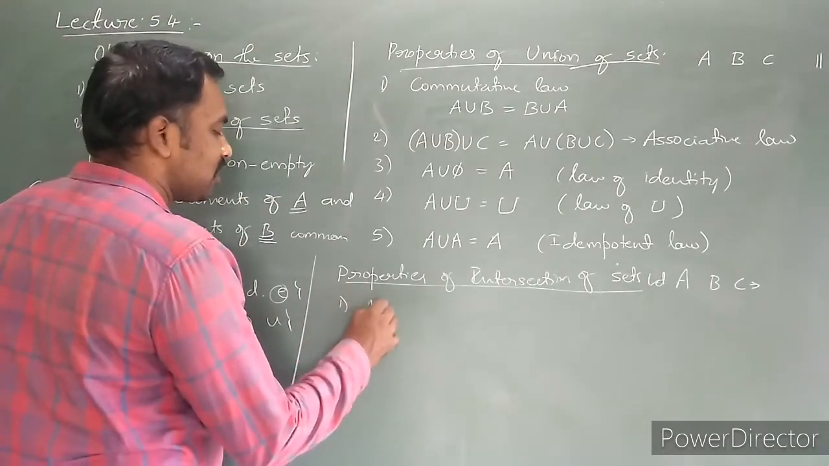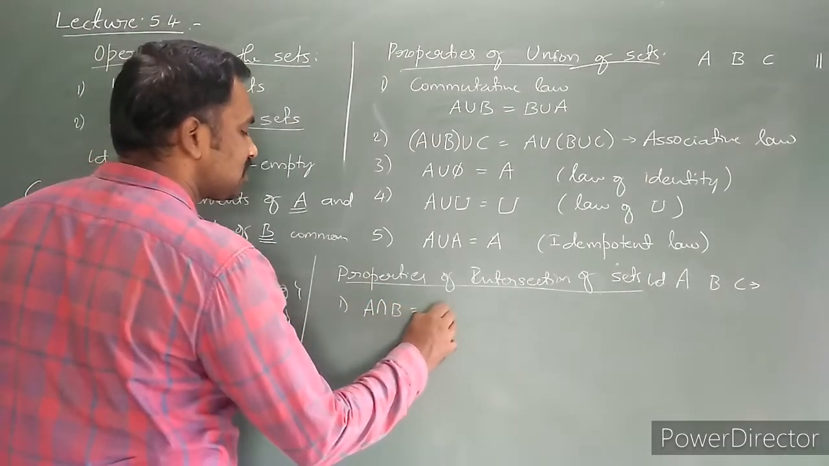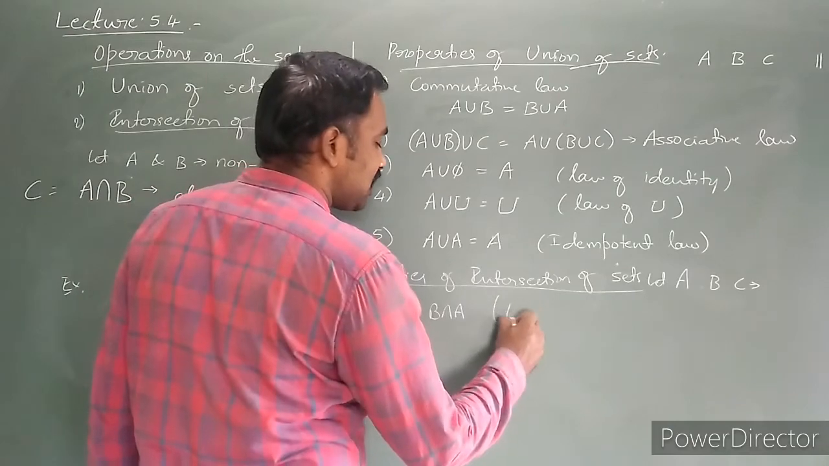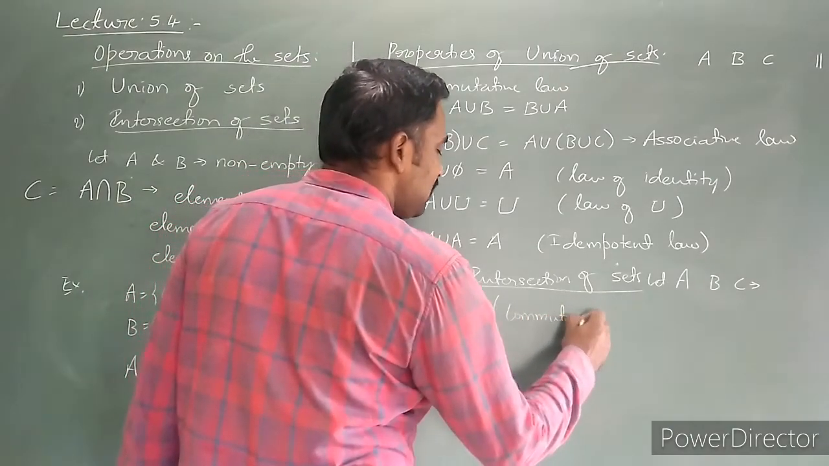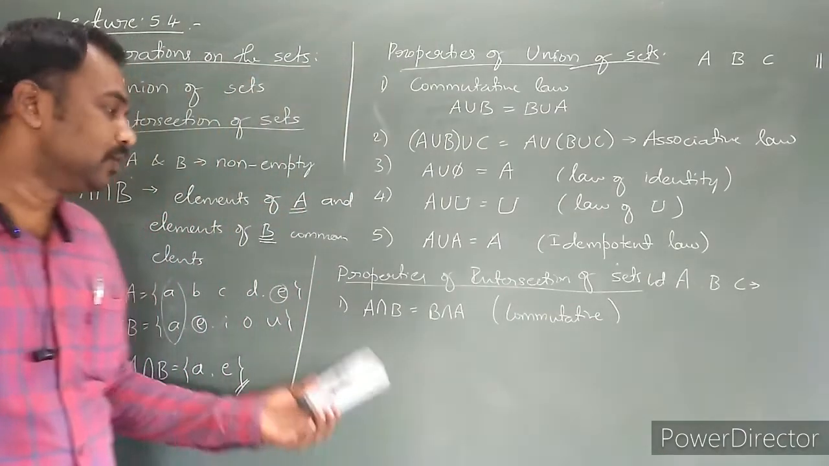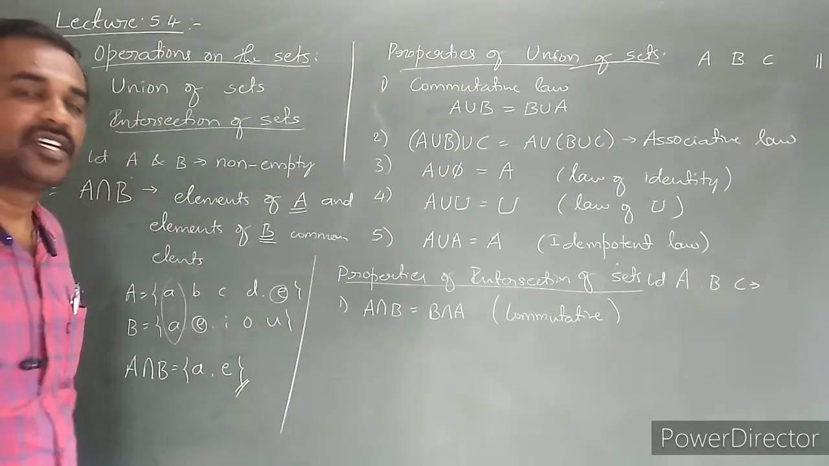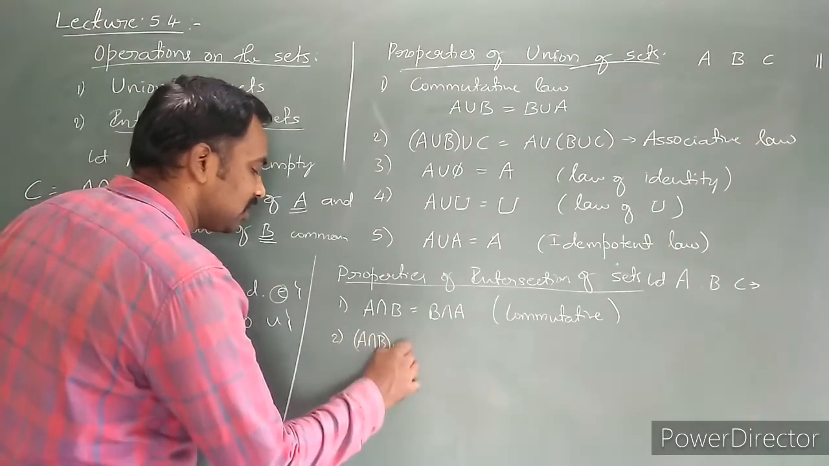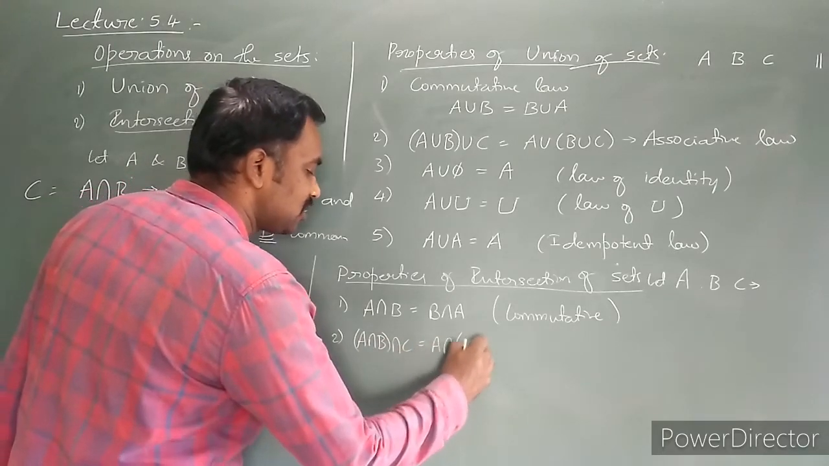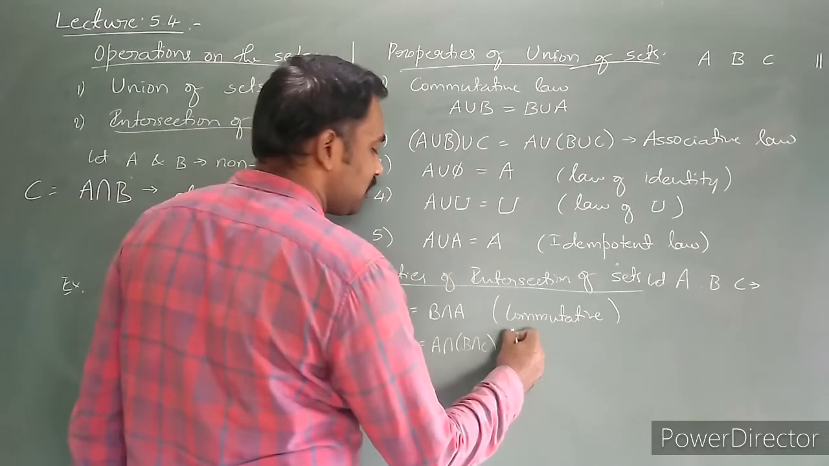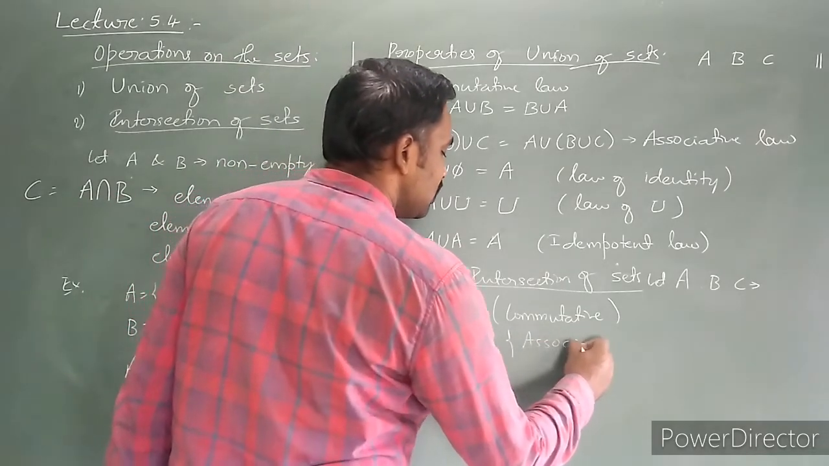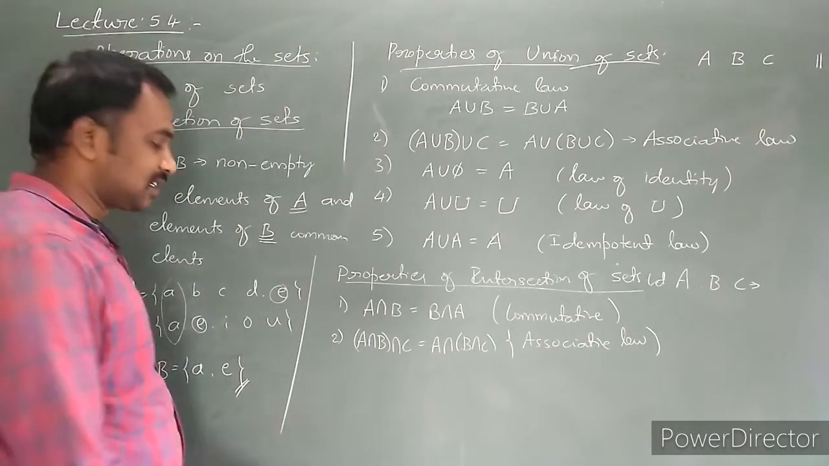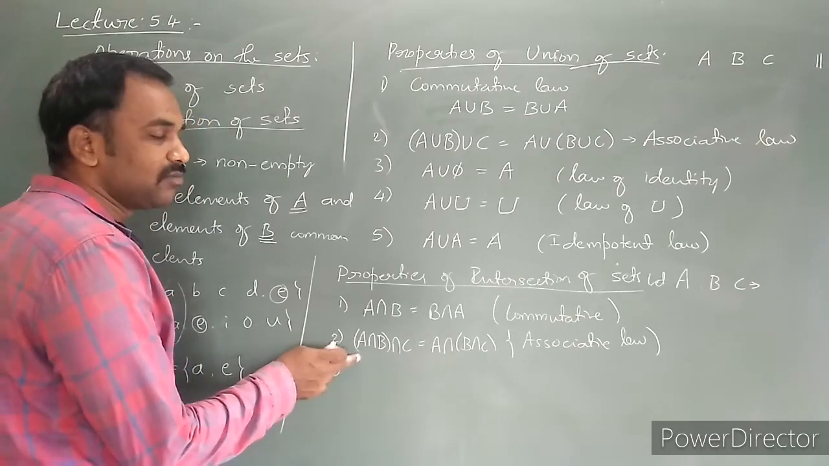First one is A intersection B is the same as B intersection A. That means the commutative law is satisfied for the intersection of two sets. Similarly, for three sets, A intersection (B intersection C) is equal to (A intersection B) intersection C. This is said to be the associative law. The associative law is satisfied for the intersection of three sets. To discuss the associative law, we must have three sets.